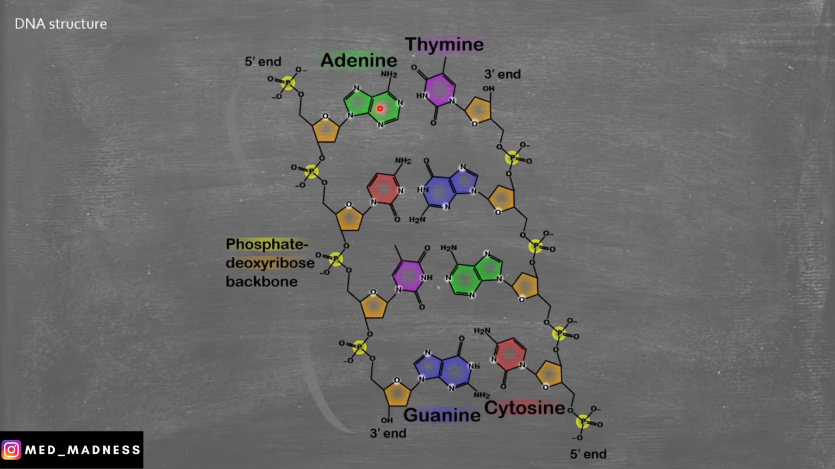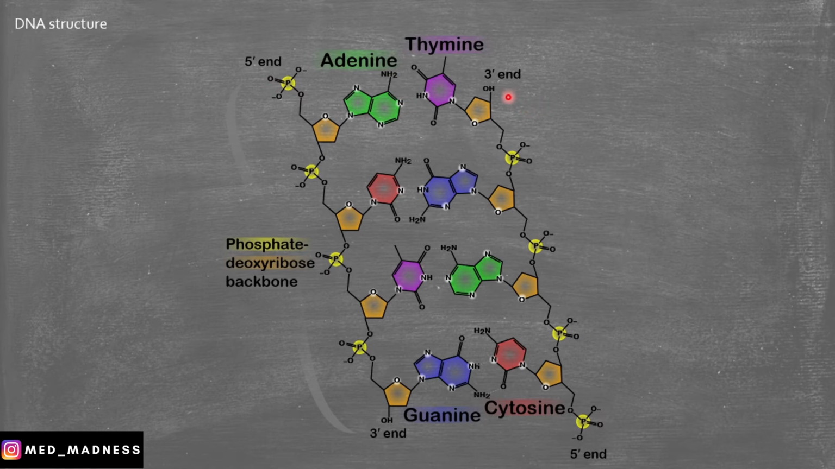You can see the structure of the bases here. This is adenine, this is thymine, this is guanine, this is cytosine. The bases are connected via hydrogen bonds. The backbone of DNA is formed by the phosphate and the sugar. Notice the 5' end here and the 3' end here.